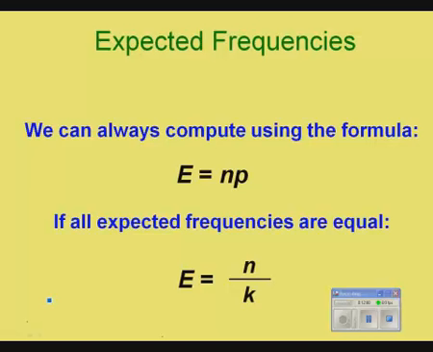Now, how do we compute E? We can always compute using the formula E equals n times little p. All right, so wait a minute. What is n again? Well, E is the expected frequency, right? n is the number of trials. And p, what is p? p is going to be the probability.